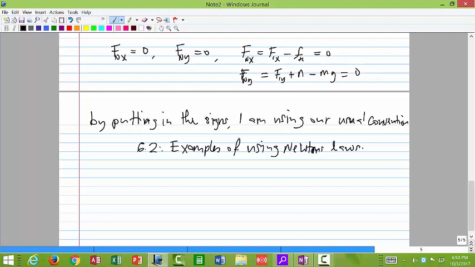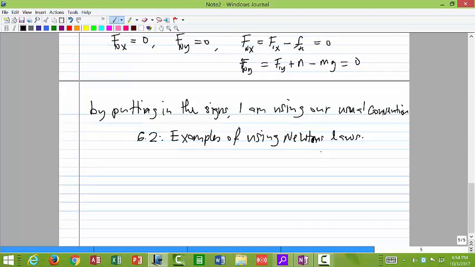Looks like it's raining outside. Huh? Yeah, pretty heavy rain.